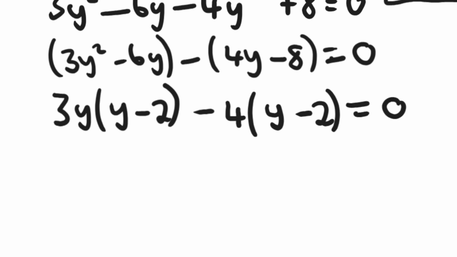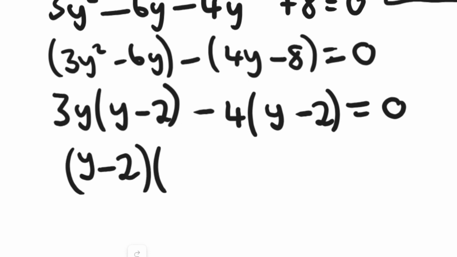From the first term and the second term, you have a common factor there. If you can see, it's y minus 2. We want to take that y minus 2 out as a common factor. We write y minus 2. We close the bracket, and then from the first one, divide by y minus 2, you are left with 3y. And then from the second one, divide by y minus 2, you are left with minus 4. We close the bracket, that should be equal to 0.